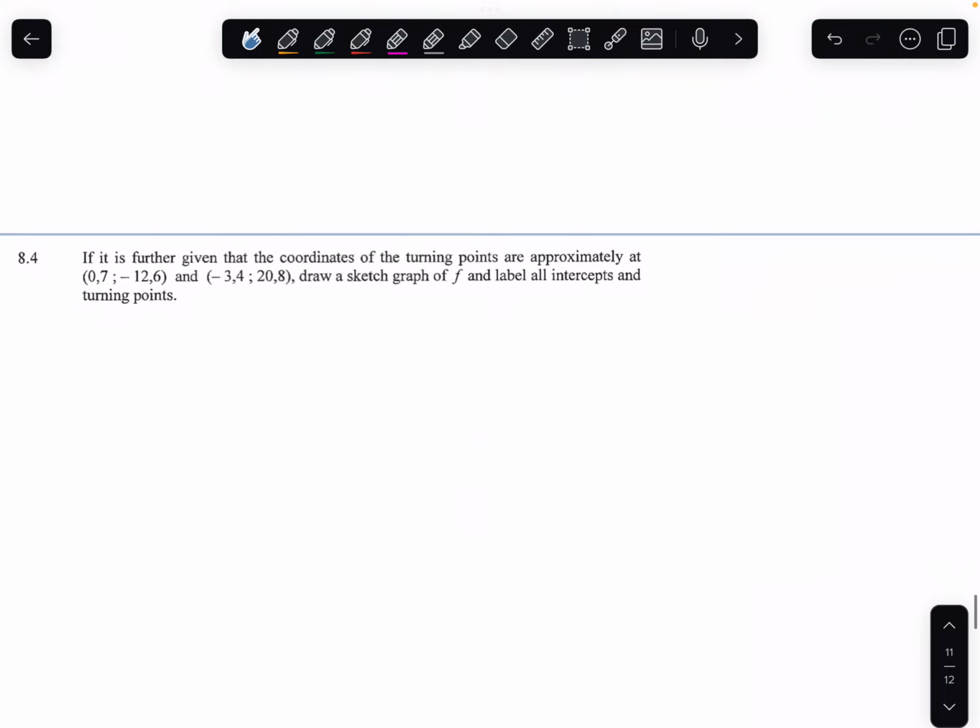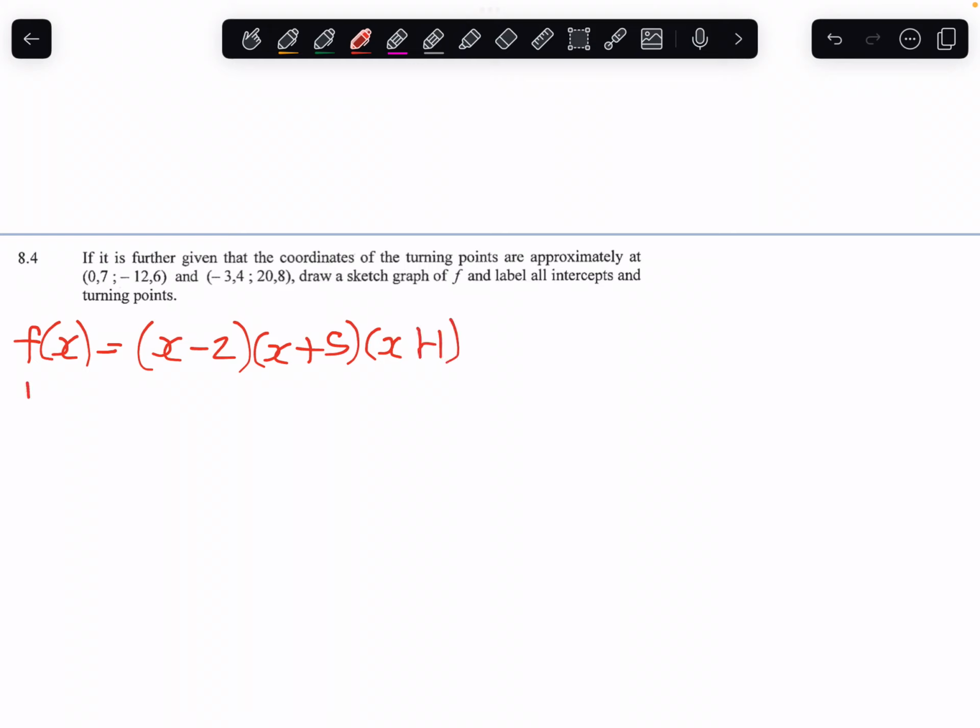Okay, right, so let's just write down what we now know. We know that our expression f of x, our function, is the same as x minus 2 times x plus 5 times x plus 1. And we also know that we have the y-intercept at 0 and negative 10. Right, so it is further given that the coordinates of the turning points are approximately at (0.7, negative 12.6) and (negative 3.4, 20.8). Draw a sketch graph of f and label all intercepts and turning points.